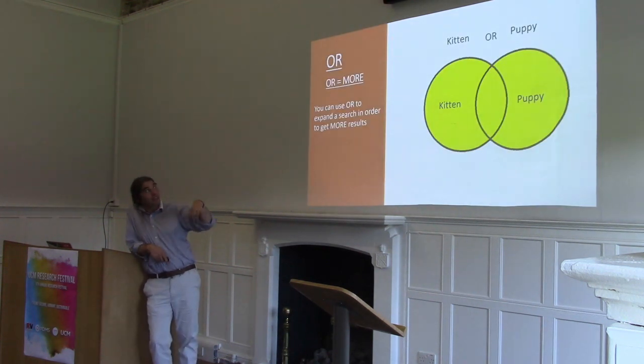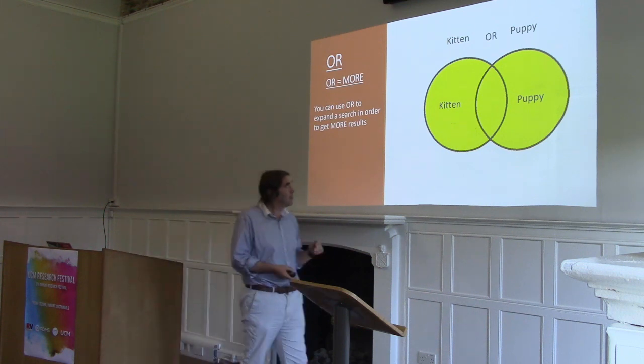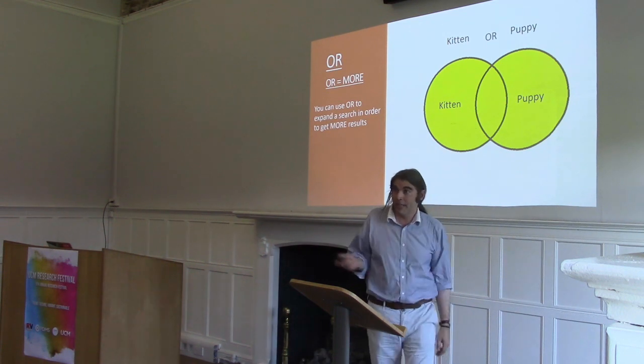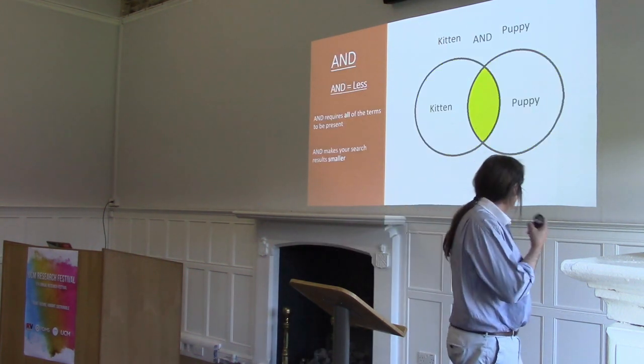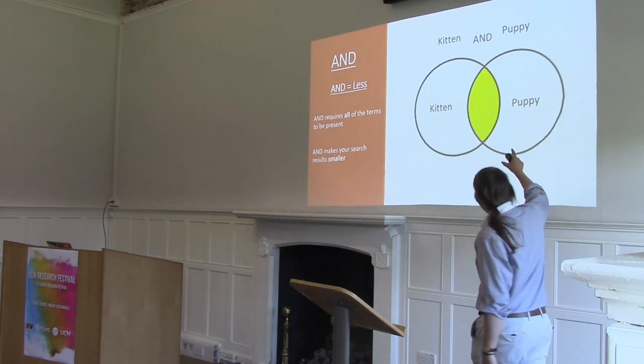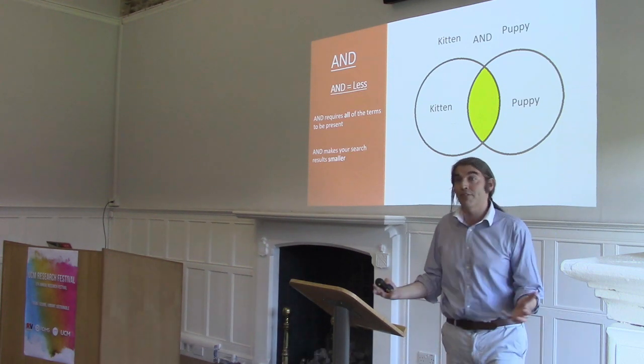So if you're interested in kitten and puppy, say you're going to have a pet, you're trying to figure out which is best, kitten or puppy. A bit of research. Figure out which is best. You do kitten OR puppy, and you get everything about kittens, everything about puppies. You do kitten AND puppy, you only get the information that uses both of those terms. And that applies, of course, to whatever research you're doing.